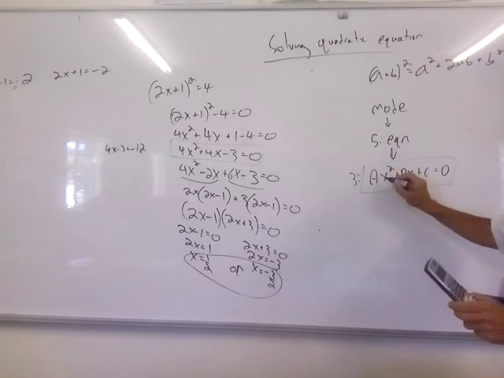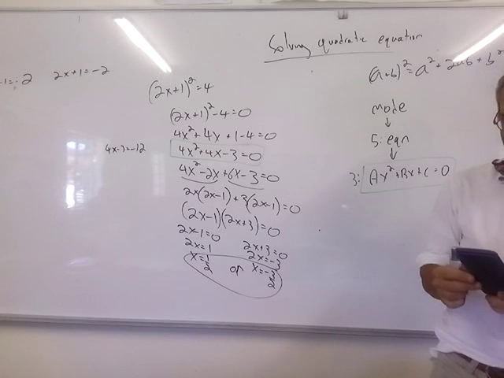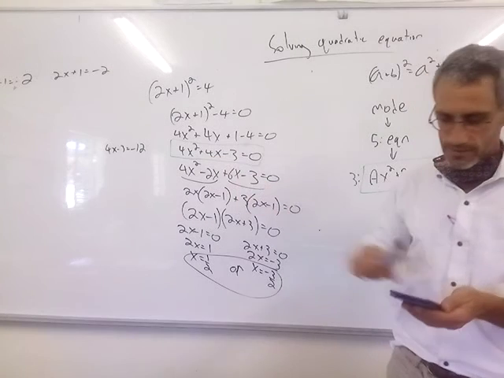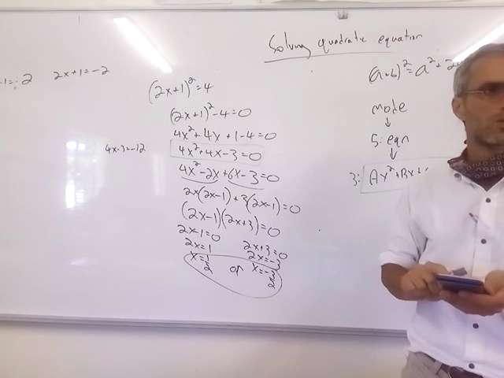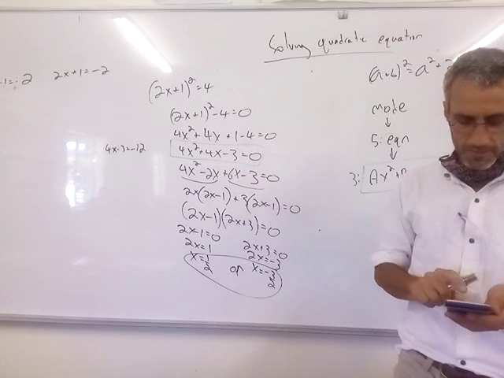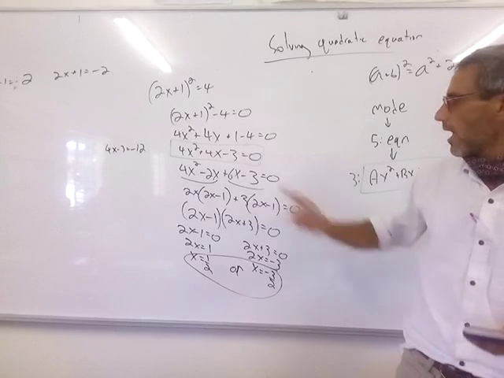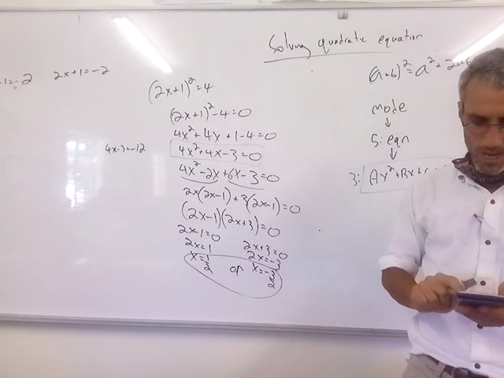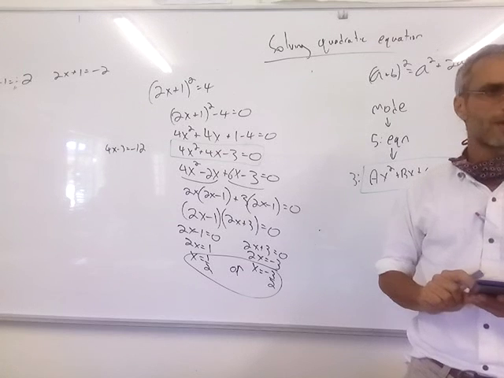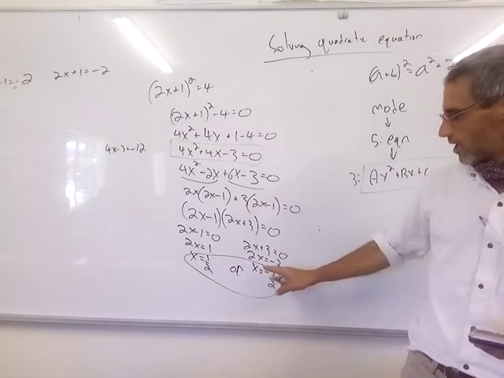ax squared plus bx plus c. Now press that one, press 3. And now it asks you to write down what is a, what is b, and what is c. So what is a? 4. What is b? 4 as well. And c is minus 3. So we write equal, then another equal, and it gives you one solution, half. Then you press equal, and it gives you the second one, minus 3 over 2.